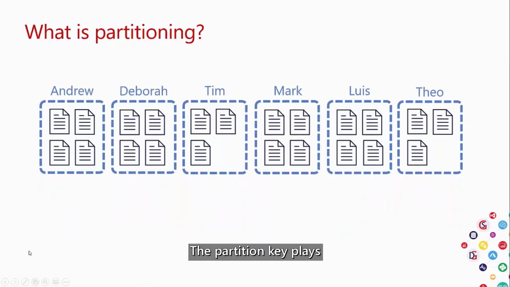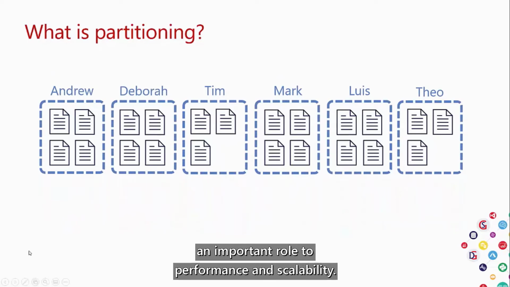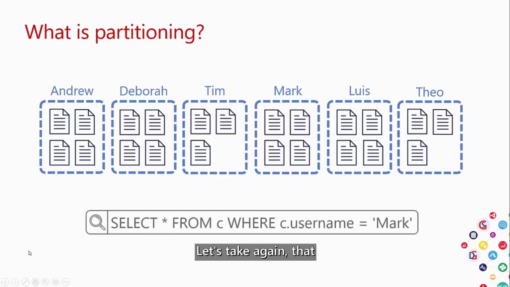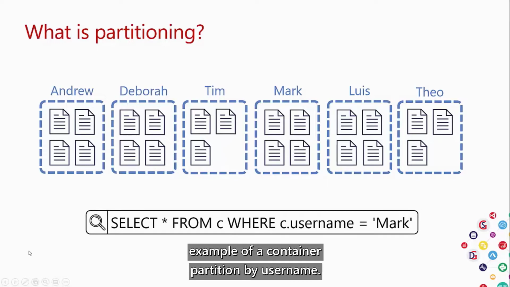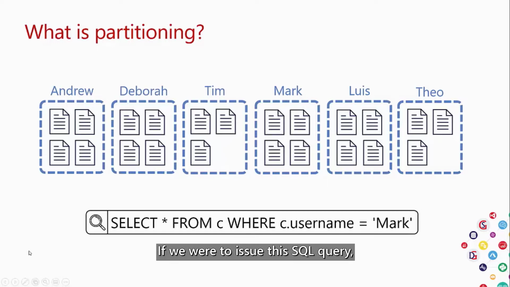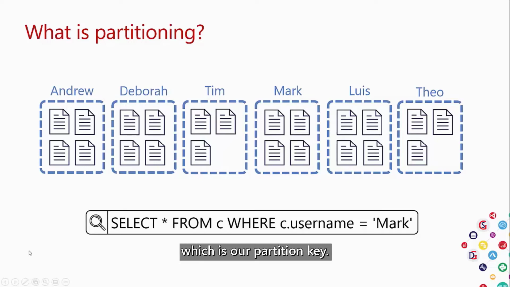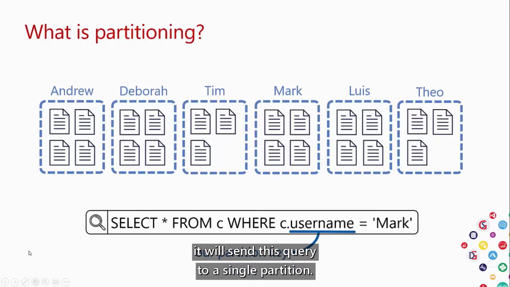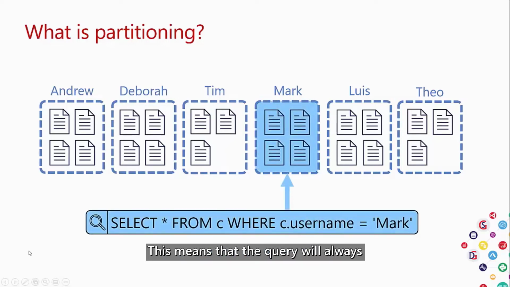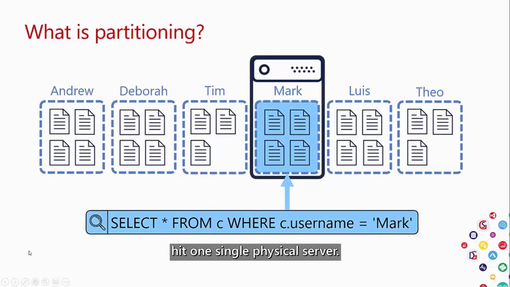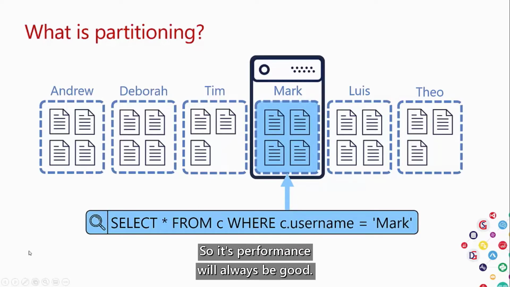So the partition key plays an important role to performance and scalability. Let's take that example of a container partitioned by username. If we were to issue this SQL query, you'd notice that it filters on the username property, which is our partition key. And because Cosmos DB understands that, it will send this query to a single partition. This means that the query will always hit one single physical server, so its performance will always be good.